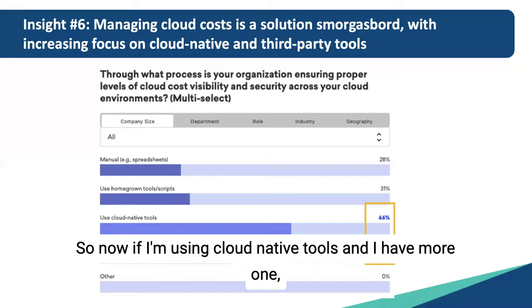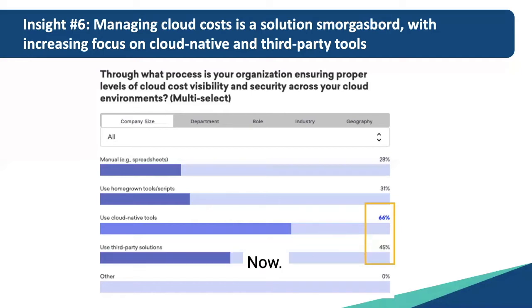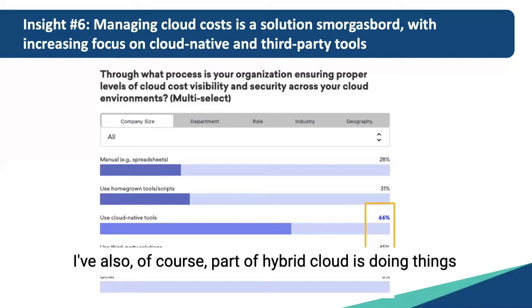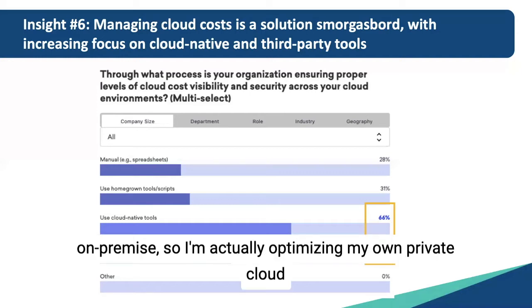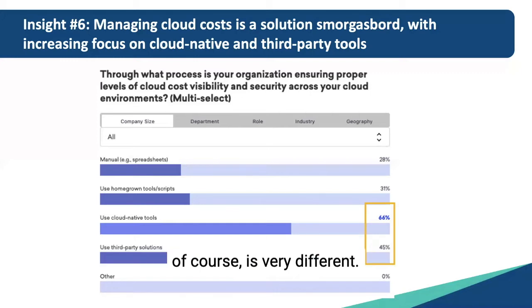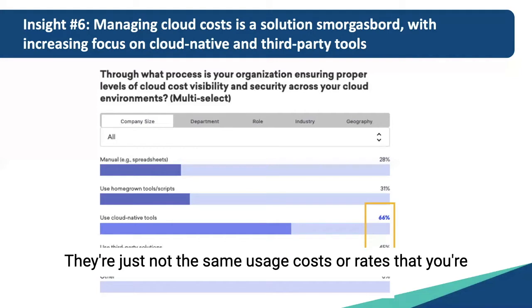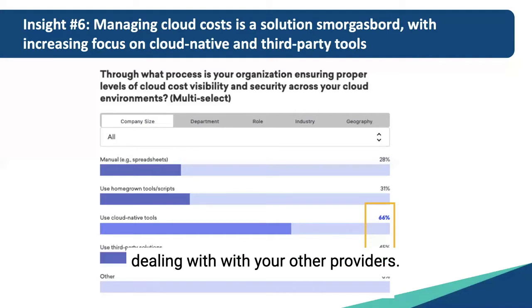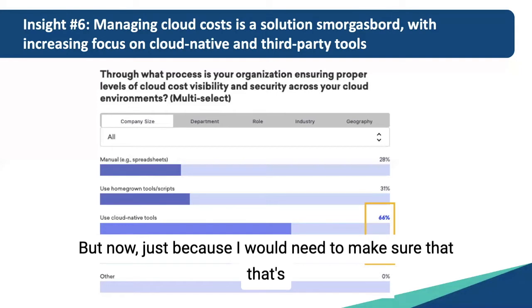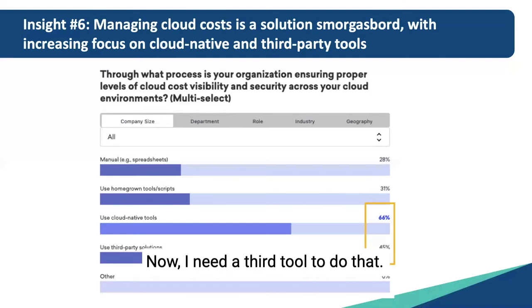If I'm using cloud native tools and I have more than one cloud, then I'm automatically using at least two tools. Part of hybrid cloud is that I'm also doing things on premise, so I'm optimizing my own private cloud as well. What cost optimization means in a private cloud setting is very different. There are still costs to maintaining a private cloud, just not the same usage costs or rates you're dealing with from your other providers. But I'd need to make sure it's running optimally and I know who's using it and who's spinning things up, so now I need a third tool to do that.